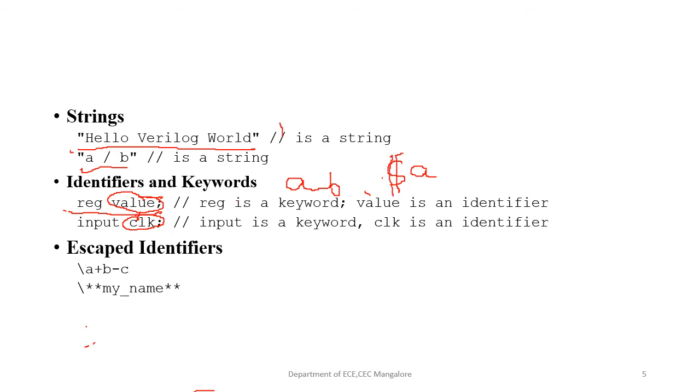So this is the thing. Next one is escaped identifiers. You can give a backslash followed by the characters, and end with white space. There also it's an identifier. All characters between the backslash and white space are processed as a literal.